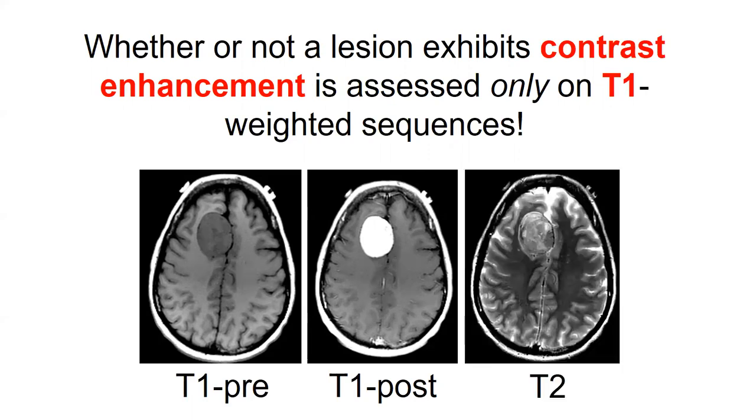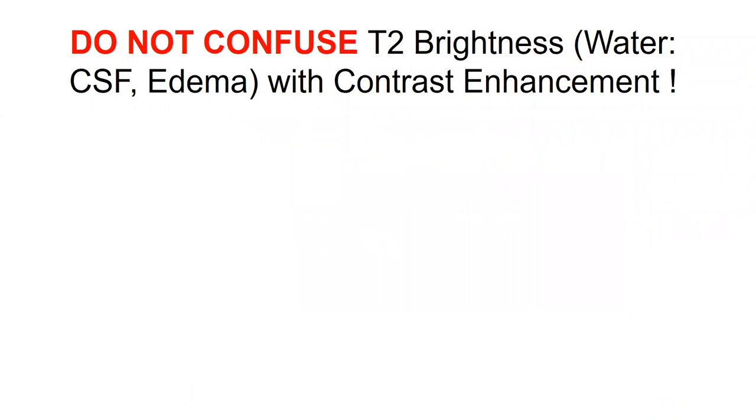That's contrast enhancement. And then just for purposes of comparison, here's the T2. It also has some water content. Fine. All right. Do not confuse T2 brightness, hyperintensity, which is water, CSF, or vasogenic edema, with contrast enhancement.